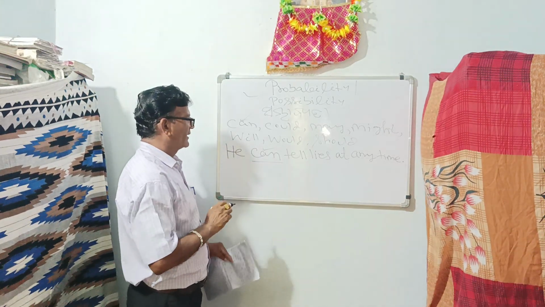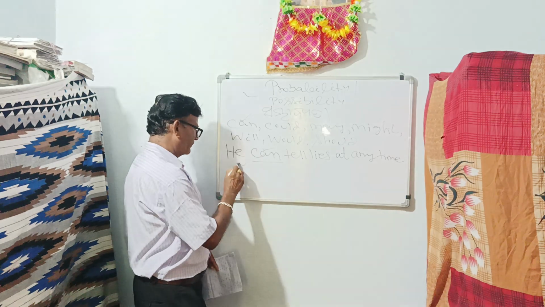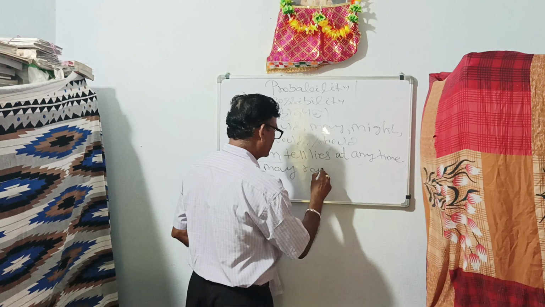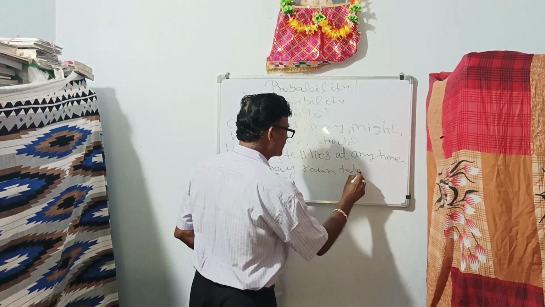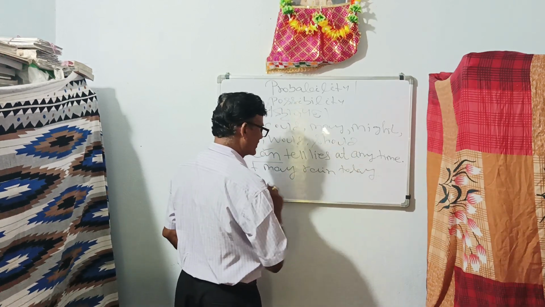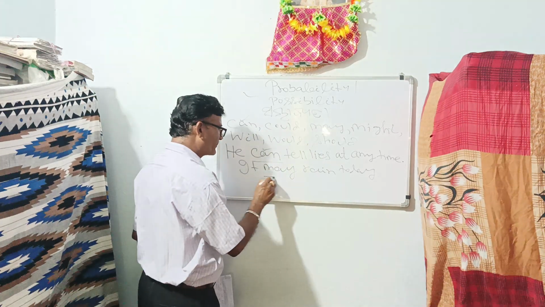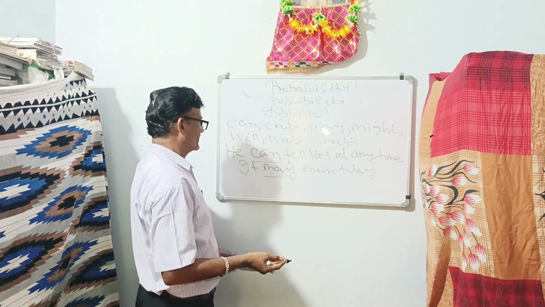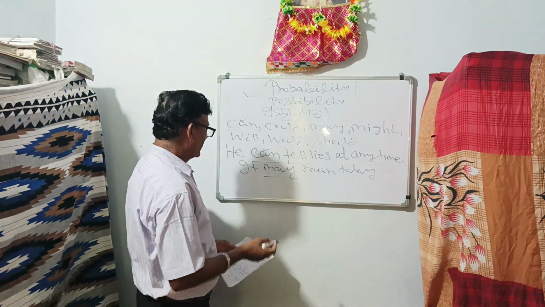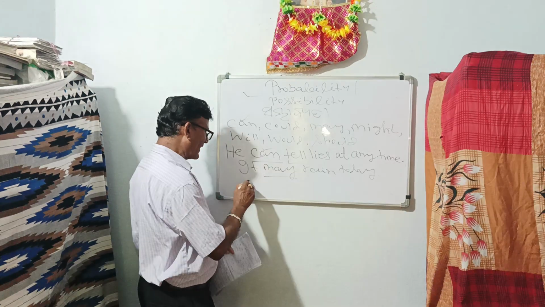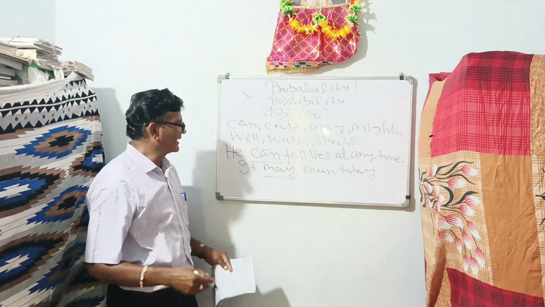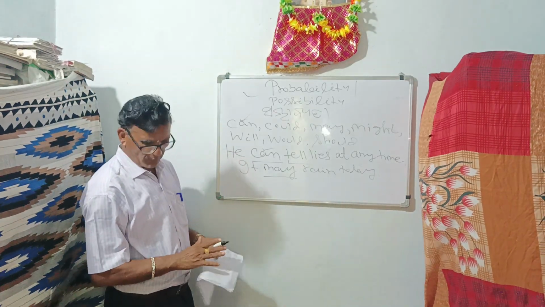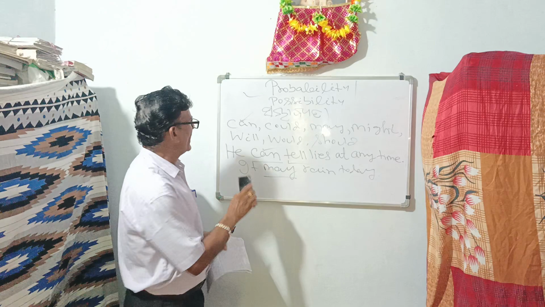Similarly, may. It may rain today. May expresses probability. It is high probability. He might be at home now. Might is less probability. So may and might also express probability.